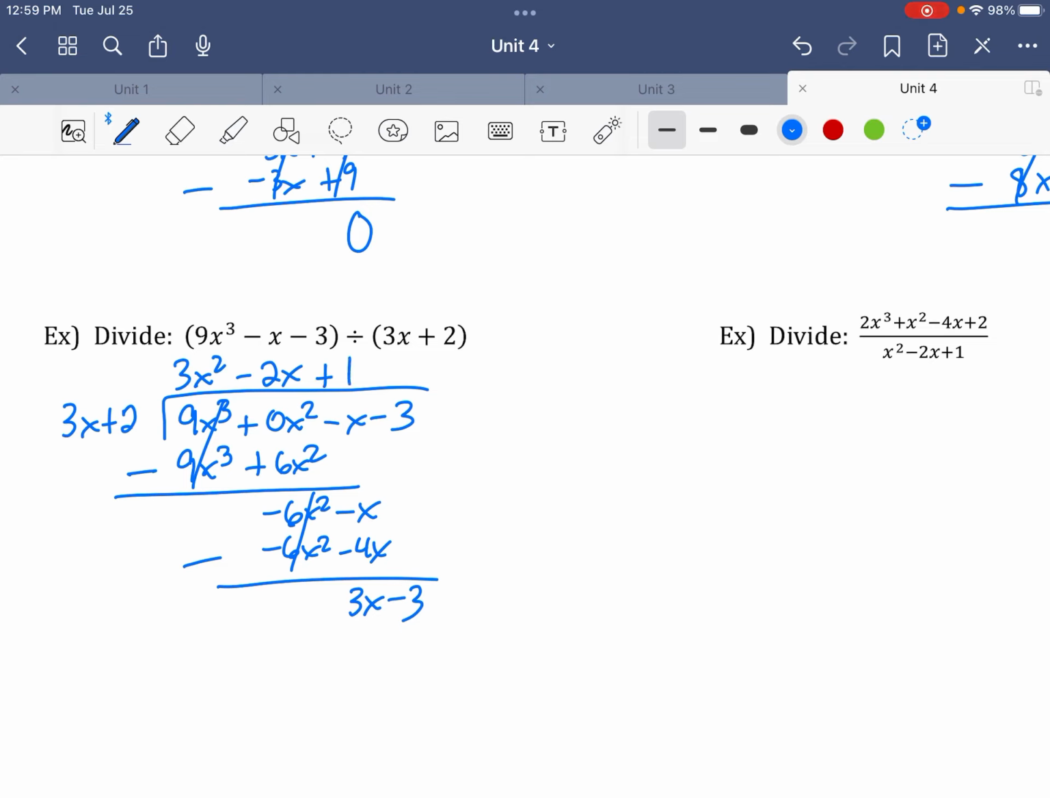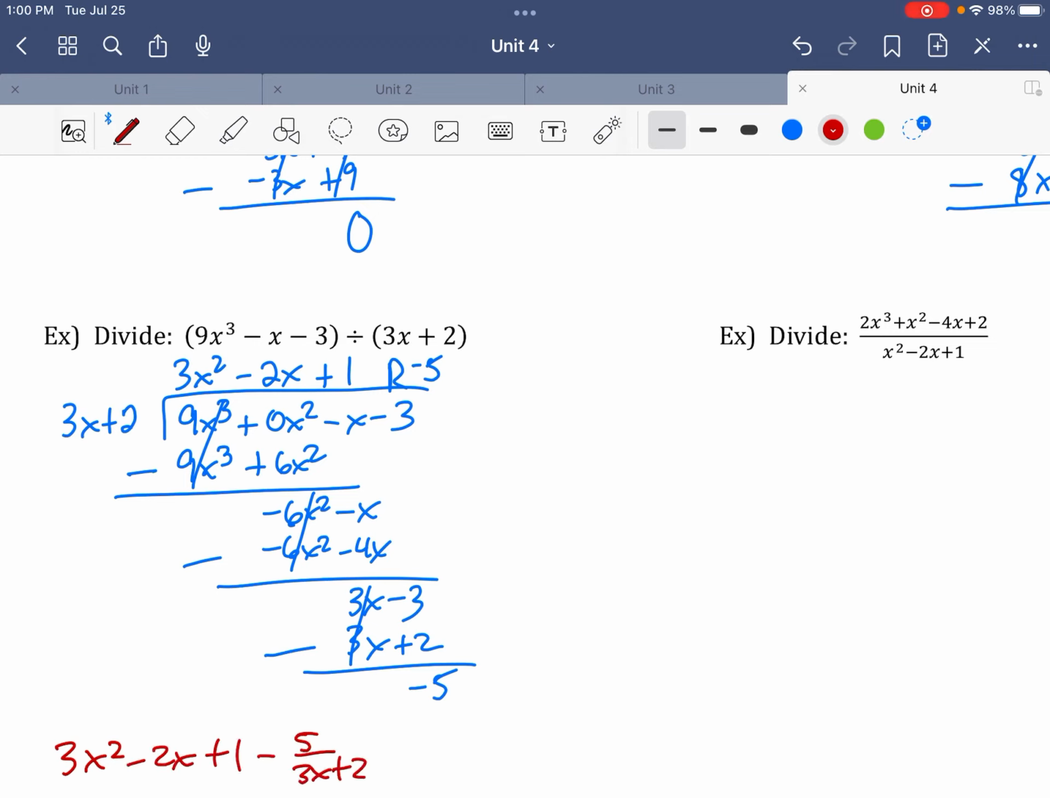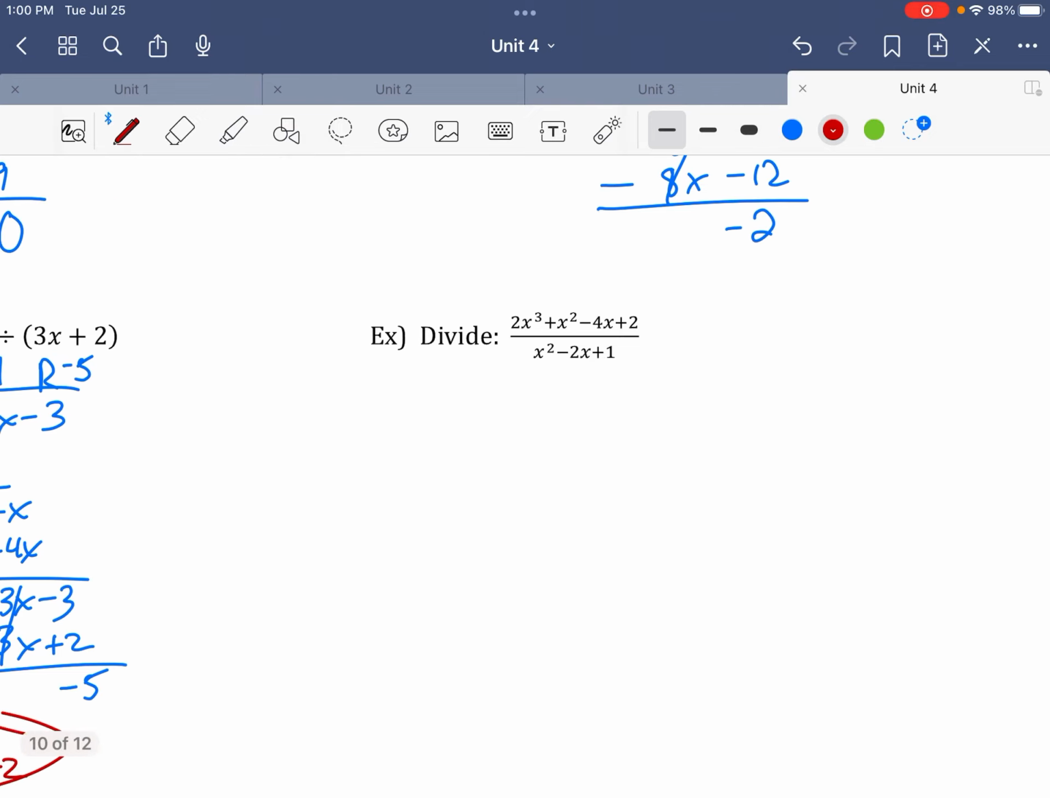To make a 3x look like a 3x, all I need is a 1 to multiply by. 1 times 3x is 3x, and then plus 2. Subtract. Negative 3 minus 2 is negative 5, so my remainder is negative 5. But I should write my answer, 3x squared minus 2x plus 1 minus 5 over 3x plus 2.